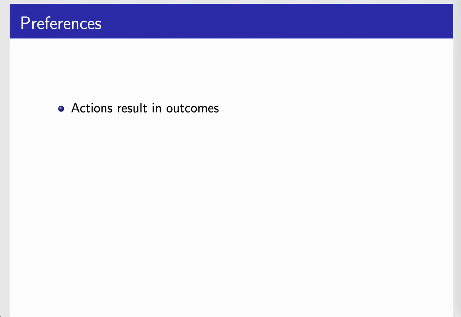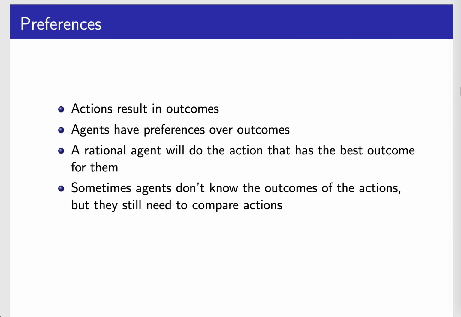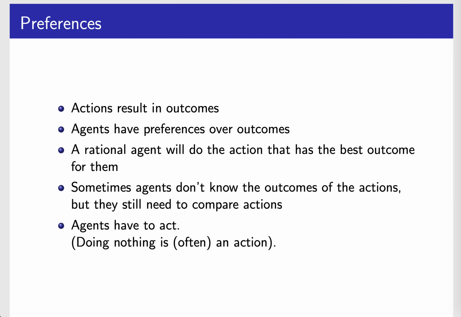So here's the idea. Here's the argument. Actions result in outcomes. So when we do actions, they have outcomes. They have consequences. And agents have preferences over these outcomes. So agents prefer one outcome over another. And a rational agent will do the action that has the best outcome for them, and what the best outcome is depends on the agent. And sometimes agents don't know the outcomes of actions, but they still need to compare actions. So we've got to work out what to do if you don't know what's going on. And agents have to act, because doing nothing is often an action we have to do. Okay, so you have to act, you have preferences over outcomes, but sometimes you don't know the consequences of your actions.